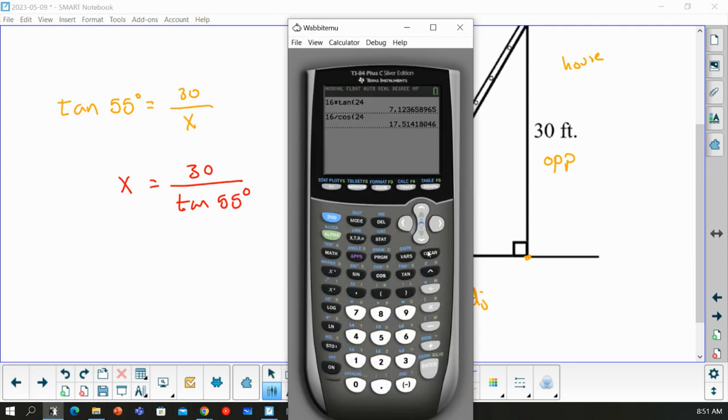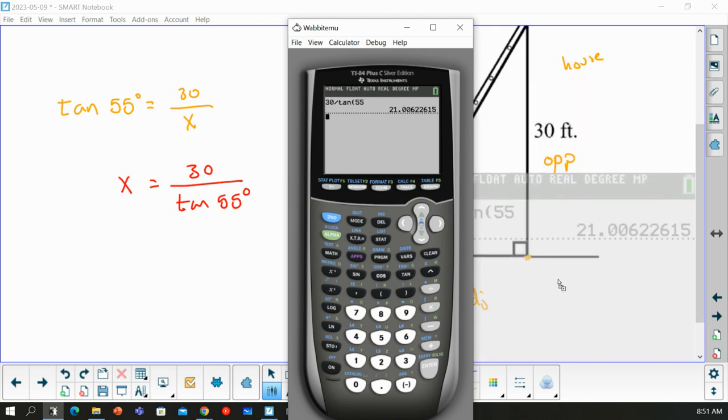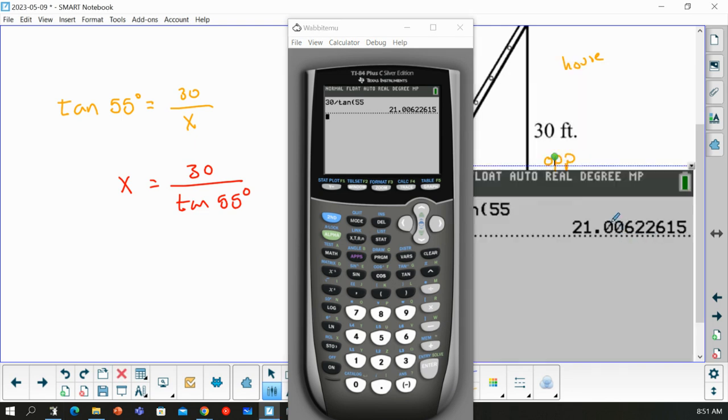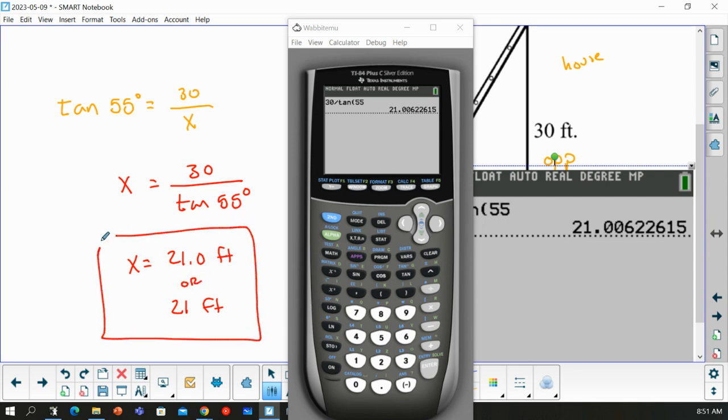Let's grab my calculator, clear that out. And 30 divided by the tangent of 55 equals 21.006. So if I round this off, it's going to round off to 21.0. So this length is 21.0 feet. Don't forget the feet since it's a story problem. Or you could just put 21 feet. I'm fine with either one of those. And that is our answer to problem number 5.